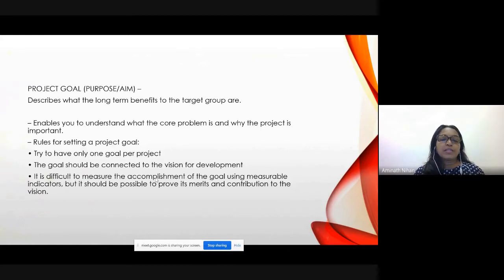So when you are setting a project goal, try to think of one goal per project. You can't achieve a lot of goals with one project. What are you trying to achieve, in other words, right? So have a clear goal in mind. The goal should be connected to the vision for development. Again, going back to the strategic plan of your organization. How is the project going to align with that? What are you trying to achieve, right? So how is this project contributing to the vision?